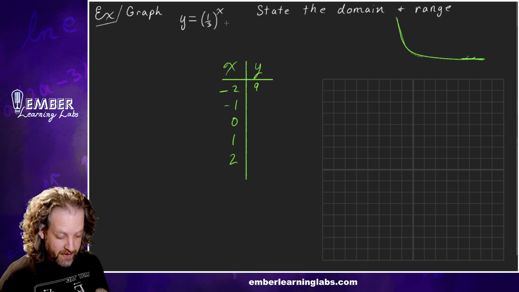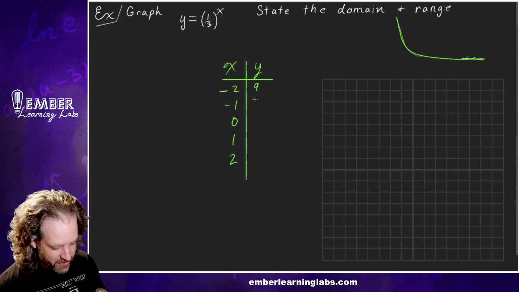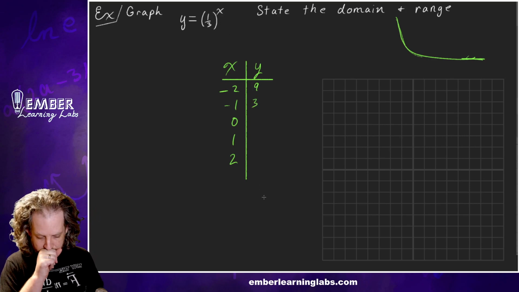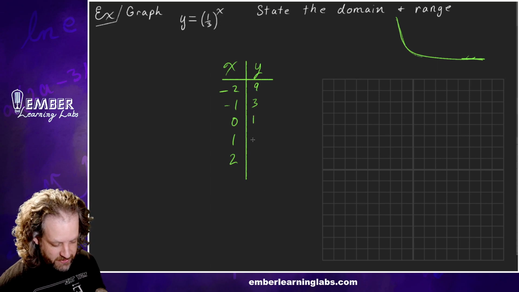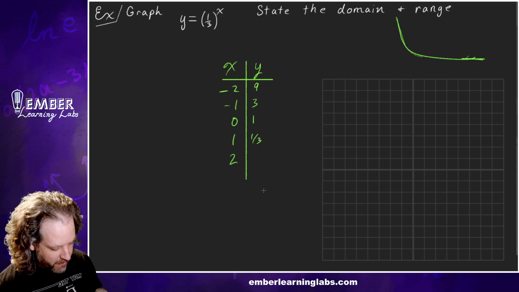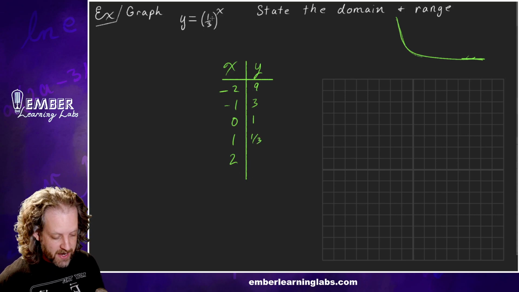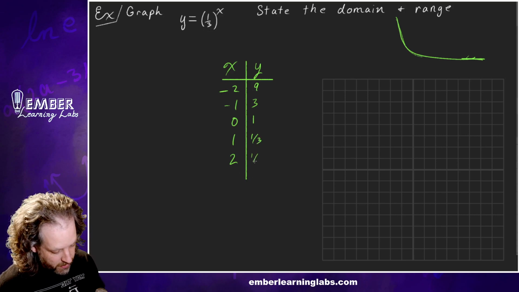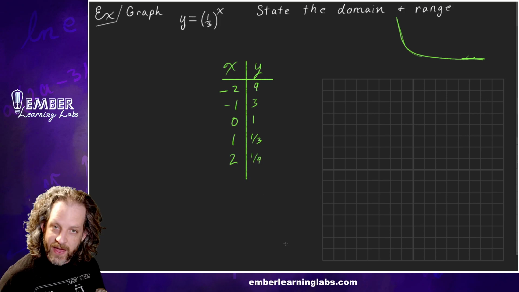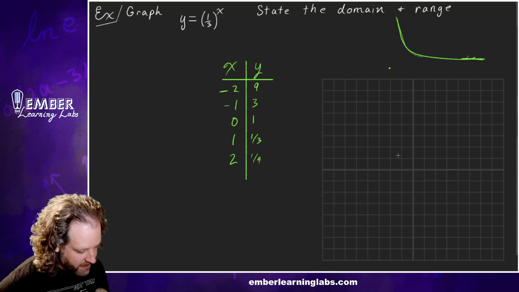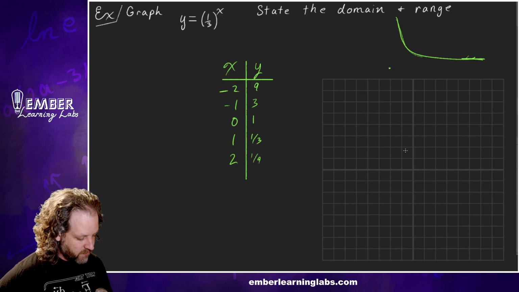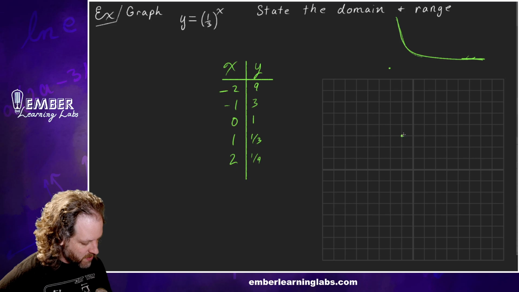Like a negative 1 in there, that's just going to flip it over and turn it into a 3, right? Easy peasy. Put a 0 in there. Anything to the 0 is 1. Also easy peasy. A third. Put a 2 in there. We're going to square it. So that would be 1/9, right? So that's easy peasy. Negative 2, 9. So right there-ish. Negative 1, 3, which is right there.